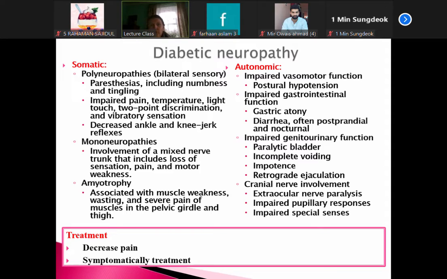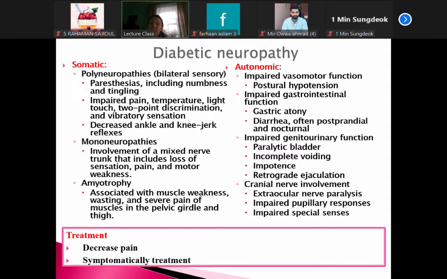If they have autonomic neuropathy, they may have problems with their bladder, heart, tachycardia, atony of stomach, atony of GIT, diarrhea or constipation. It depends on which nerves are mostly damaged, sympathetic or parasympathetic. Sometimes cranial nerve involvement causes paralysis of extraocular nerves, impaired pupillary response, absence of the feeling of thirst or hypoglycemia. Also, people do not feel these symptoms.